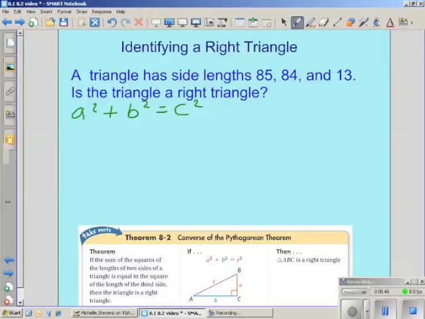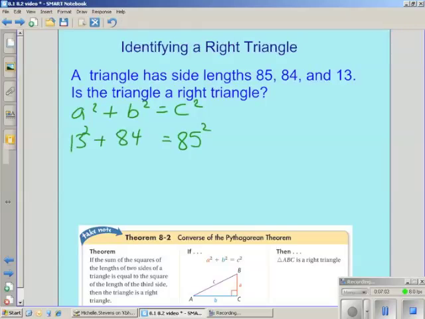Now we know c squared is the hypotenuse. It is the longest side. So out of 85, 84, and 13, we know 85 has to be our hypotenuse. One of the legs is 13, and the other leg is 84. So let's see if we can justify this equation.